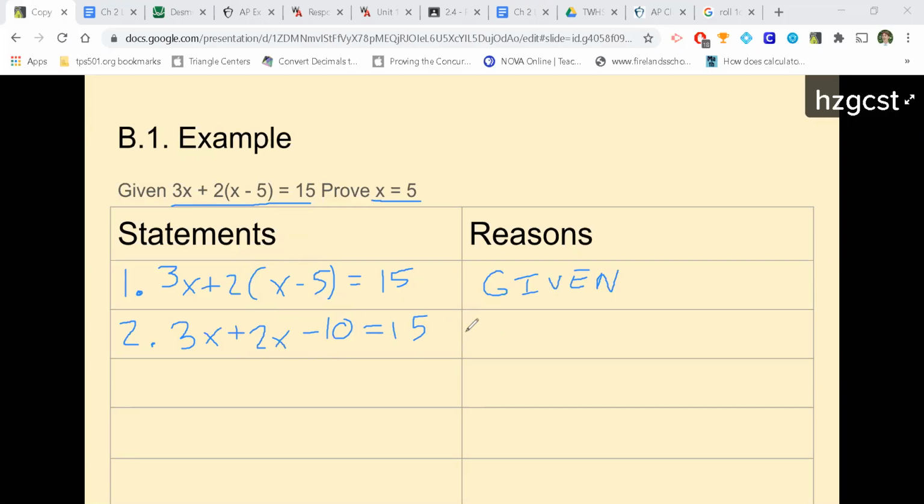And again, the reason I know that this is a valid step, that this is still true, is because of the distributive property. The distributive property tells me that I can take a term in front of a parentheses and multiply it through the parentheses.